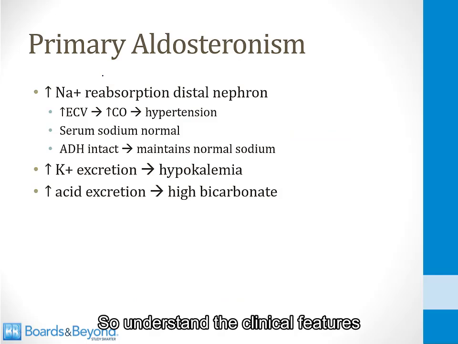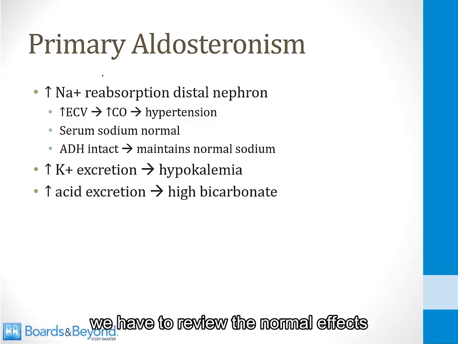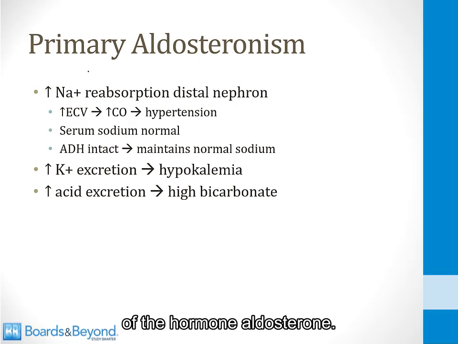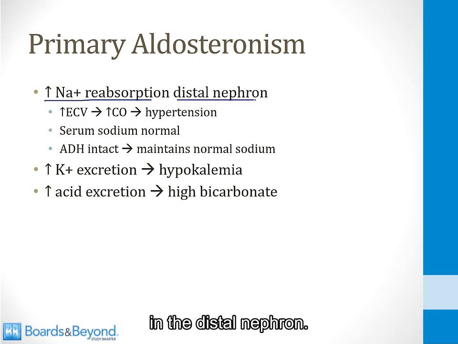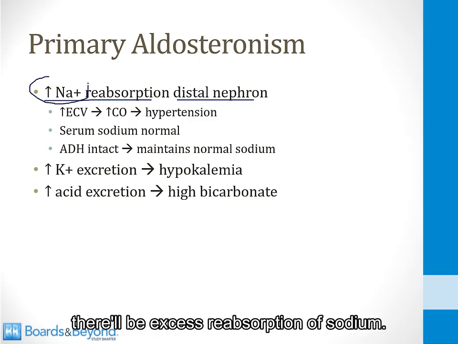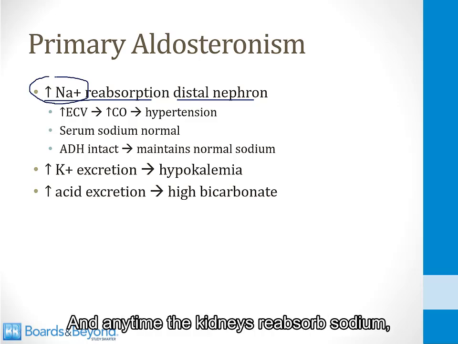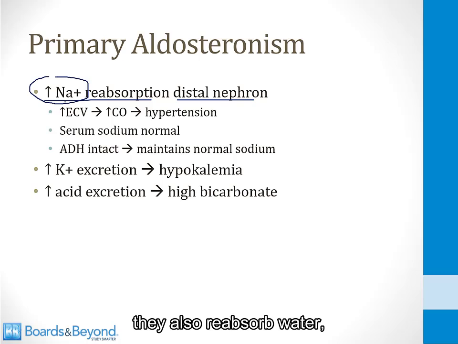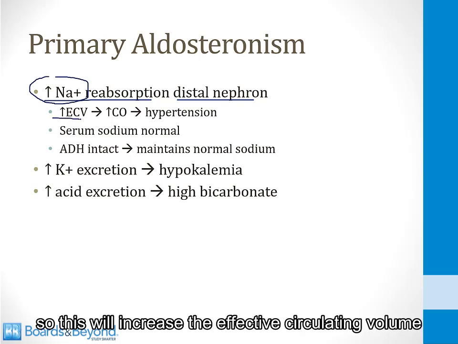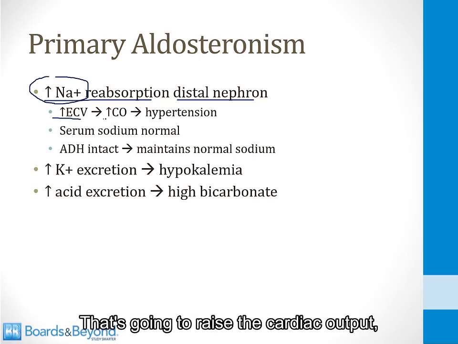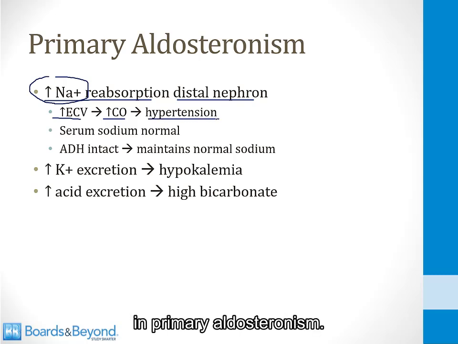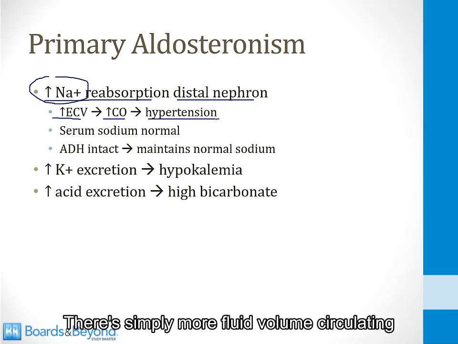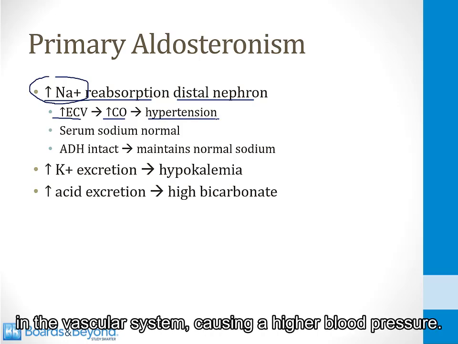So to understand the clinical features of primary aldosteronism, we have to review the normal effects of the hormone aldosterone. So aldosterone promotes sodium reabsorption in the distal nephron. So when there's excess aldosterone around in primary aldosteronism, there'll be excess reabsorption of sodium. And anytime the kidneys reabsorb sodium, they also reabsorb water. So this will increase the effective circulating volume in the vascular system. That's going to raise the cardiac output. And together, these effects lead to hypertension in primary aldosteronism. There's simply more fluid volume circulating in the vascular system, causing a higher blood pressure.